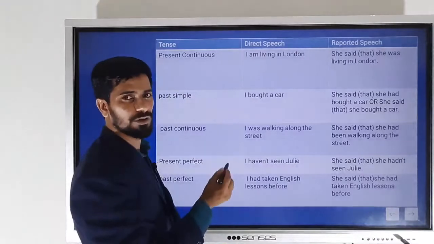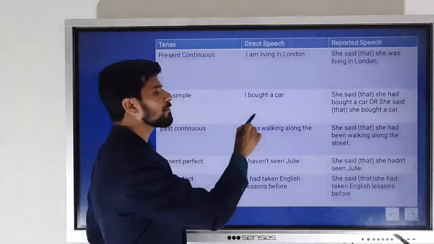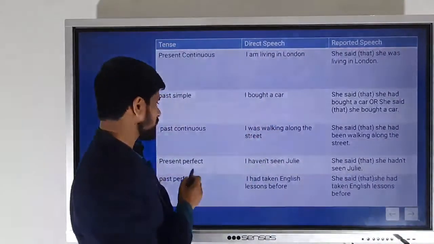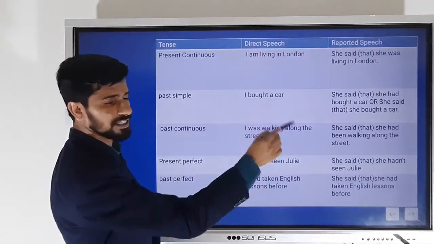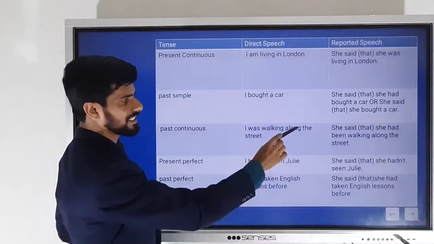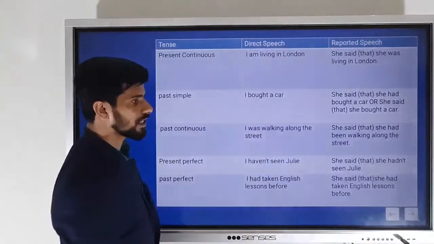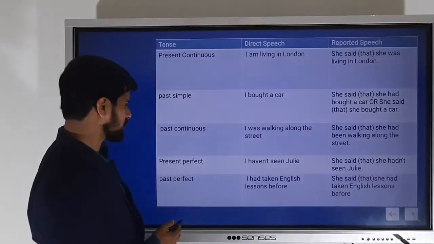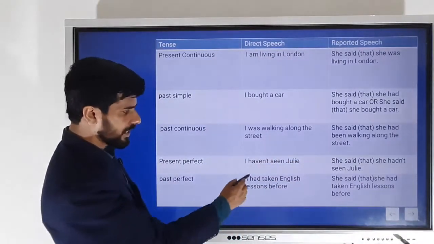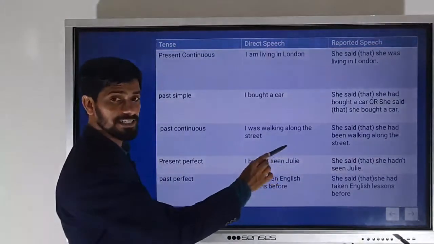So I would recommend you, whenever you convert a sentence in simple past, to convert it into past perfect, and past continuous will be past perfect continuous, right? I was walking along the street. She said that she had been walking along the street. Past perfect continuous. And present perfect automatically will be converted to past perfect, right? I haven't seen Julie. She said that she hadn't seen Julie.